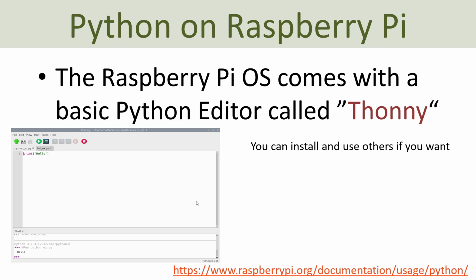So basically, in order to use Python on the Raspberry Pi device, you need to have a Python editor, and as part of the Raspberry Pi operating system, we have this default Python editor called Thonny. So it's a very simple and basic Python editor, but it's quite easy to use, and it has all the features you need in order to create different Python applications for your Raspberry Pi device.